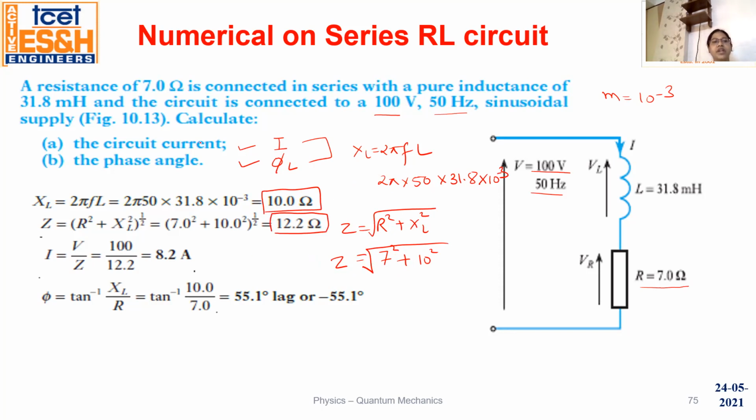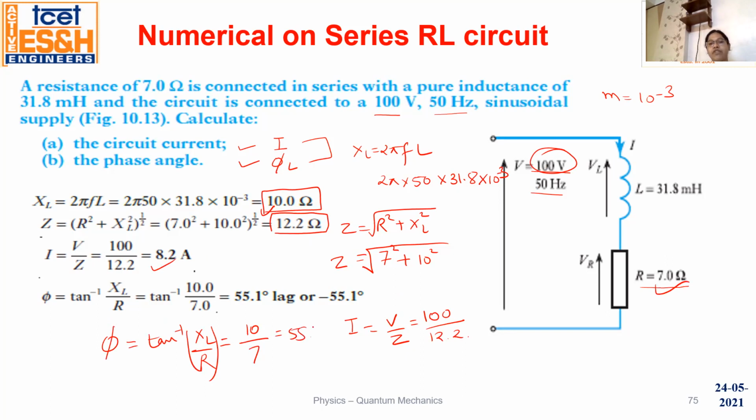Now for finding the circuit current, I is equal to V by Z. V is given as 100, and Z we calculated as 12.2. So I is equal to 8.2 ampere. Now we have to find phi. Phi is equal to tan inverse of XL by R. This is one of the formulas. XL we have equal to 10 and R we have 7. So 10 by 7, you will get 55.1 degrees as phi.